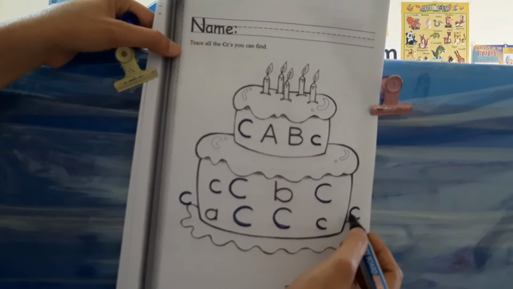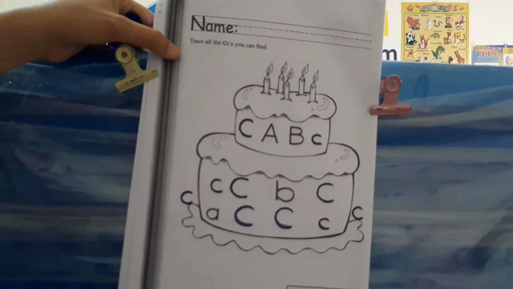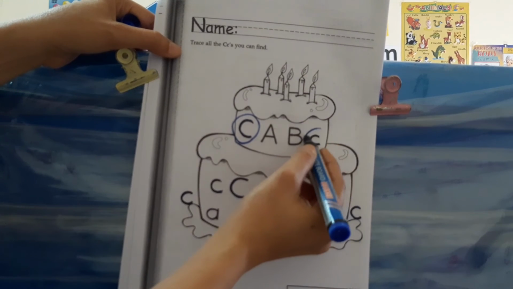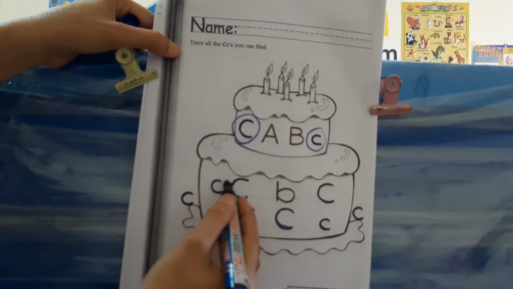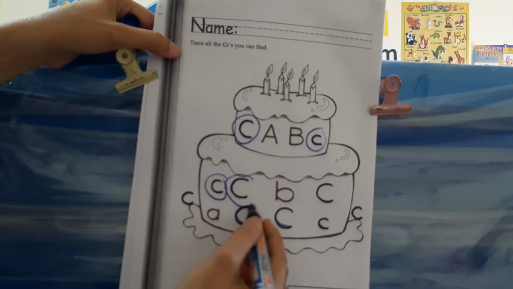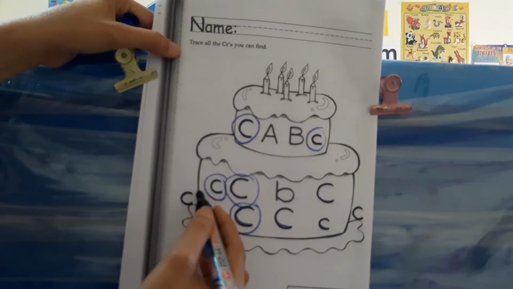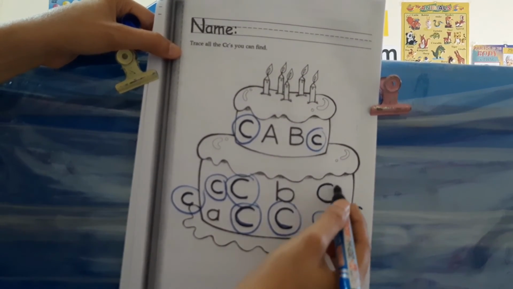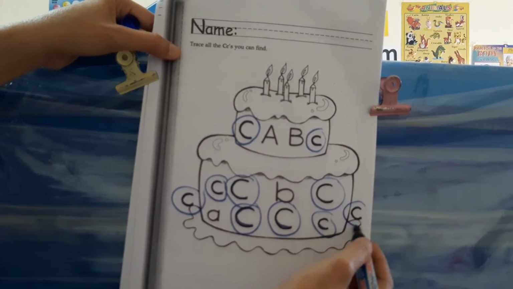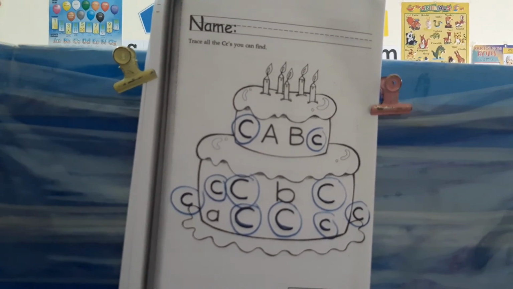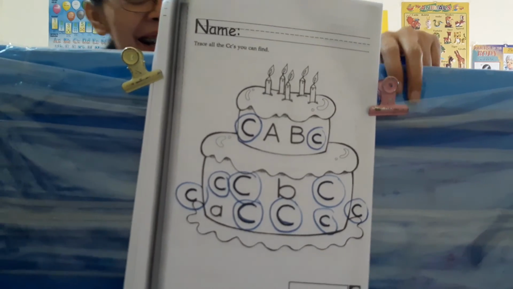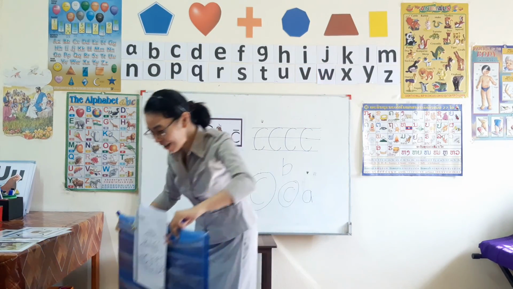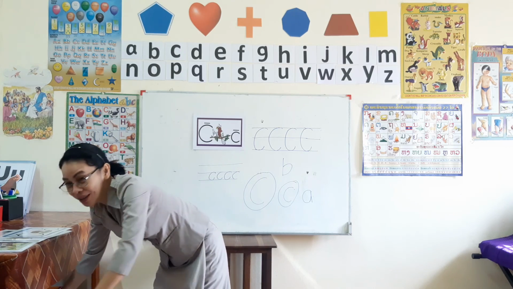Okay. Yay! If you want to circle, that's fine also. So circle the letter C here also. Then trace. Much better. If you just trace it, that's fine, children. Yay! Can you do like this? Very good, children. So, that's it for our activity today.